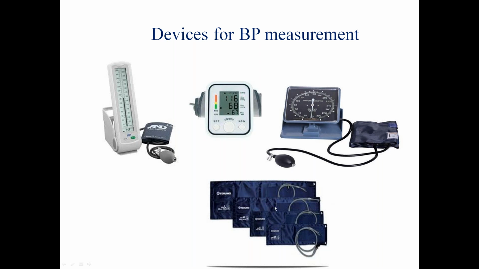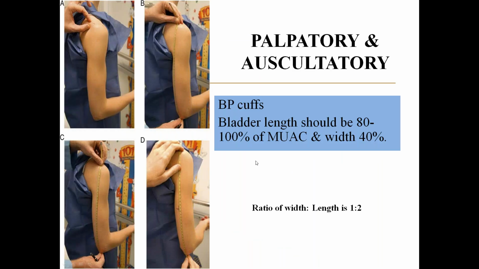Now, in pediatric wards, you will find that there are multiple sizes of these pediatric cuffs. These are essentially because across different ages, you need to use a cuff of appropriate size, because a large cuff will underestimate the blood pressure and a smaller cuff will overestimate the blood pressures. So the ideal BP cuff should have a cuff width of about 40% of your mid-arm circumference, and the length should be between 80 to 100% of the mid-arm circumference.